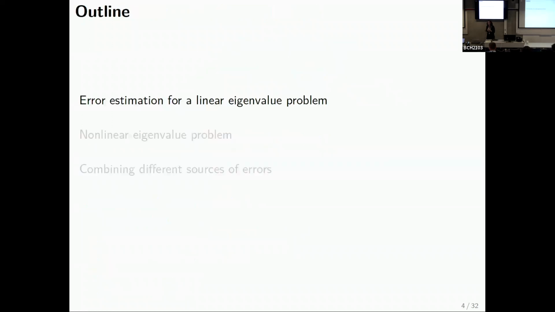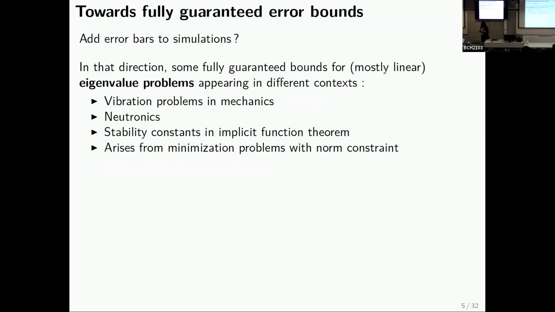The outline of my talk is as follows. I will first focus on error estimation for a linear eigenvalue problem, so freezing the potential. Then I will talk a little bit about what we can do for a nonlinear eigenvalue problem, and at the end I will talk about error balancing and how we can balance different sources of errors in practice. Our goal here is really to add error bars to the eigenvalues and eigenvectors of the simulation.